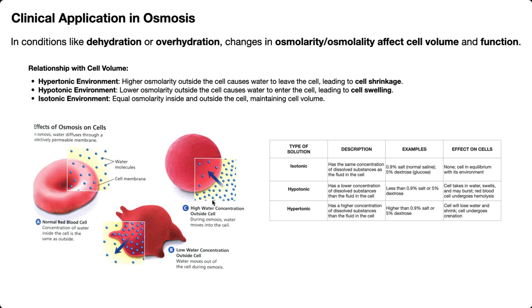And then the opposite happens in a hypotonic environment. So remember, this is water concentration, high water concentration on the outside, but high water concentration means low solute concentration on the outside. Low water concentration on the inside means high solute concentration on the inside. Water wants to dilute, so the water is going to move from the outside to the inside of the cell, and it's going to cause this cell to blow up, to swell, and eventually it can burst. And we call that bursting hemolysis. Lysis means to break open.